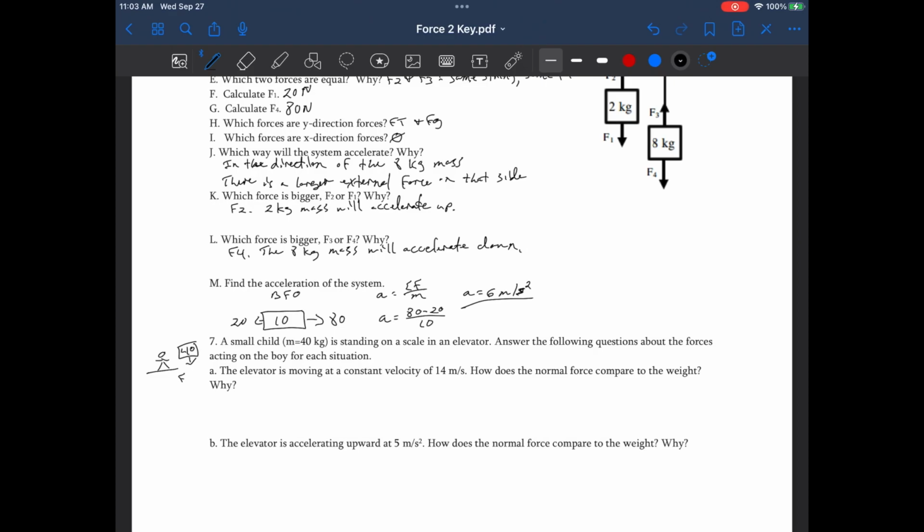If it's a 40 kilogram child, the force of gravity is 40 kilograms times 10. Force normal is the same. The normal force and the weight are the same. And they're the same because constant velocity means balanced forces.